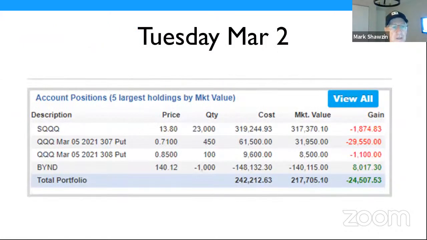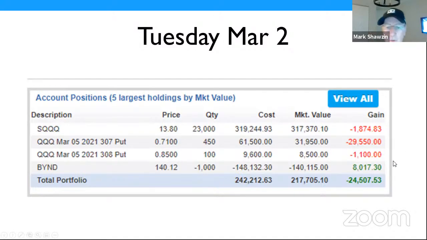Then the following week, I reloaded, did the same thing on a Monday, and was in a $24,000 loss. You can see that these triple Qs, the 307s, I bought 450 of them. And by the end of the day, I was losing half my money. I paid 61,000 for them. And by the end of the day, I was down 30 grand. I lost 50% in a day.